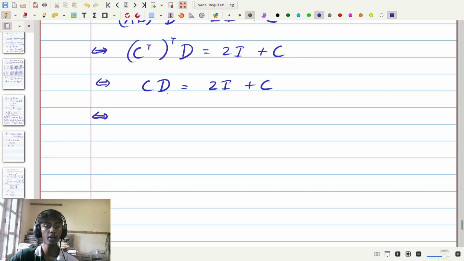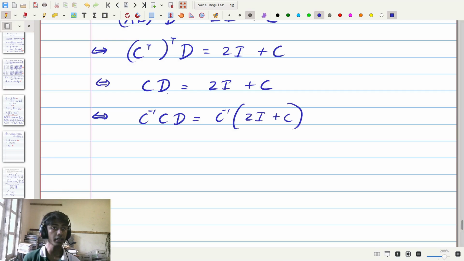So therefore, we get C inverse matrix times C matrix times D matrix equals C inverse matrix times 2Y matrix plus C matrix. Now here it should be noted that since we multiply on the left hand side by C inverse matrix, on the right hand side, we also have to multiply on the left by C inverse matrix. You cannot put the C inverse matrix over here.